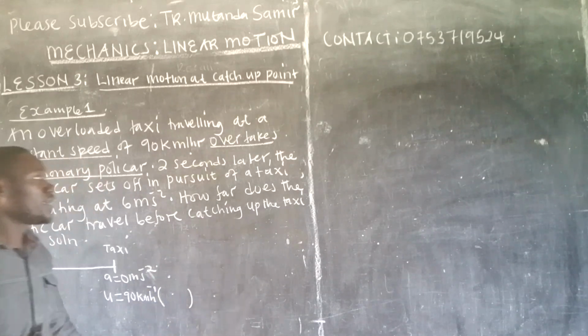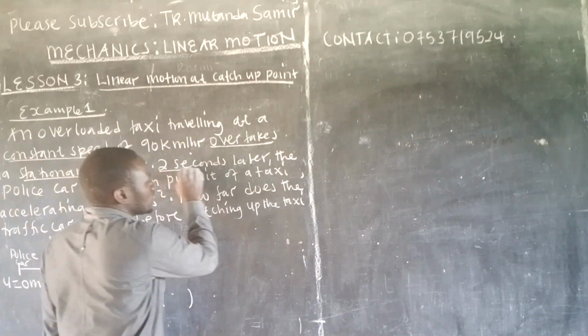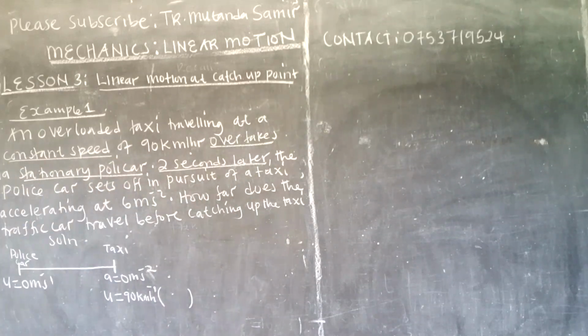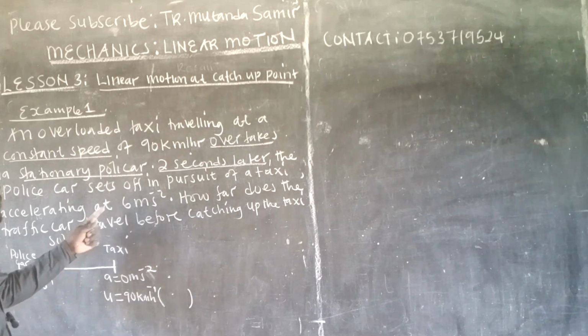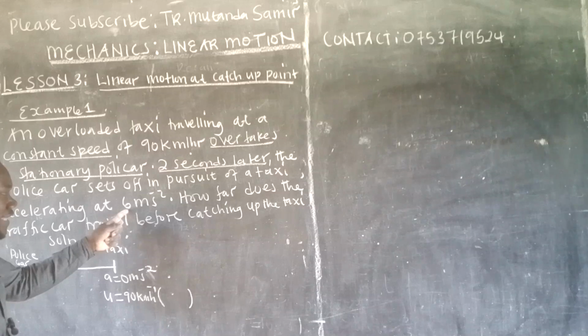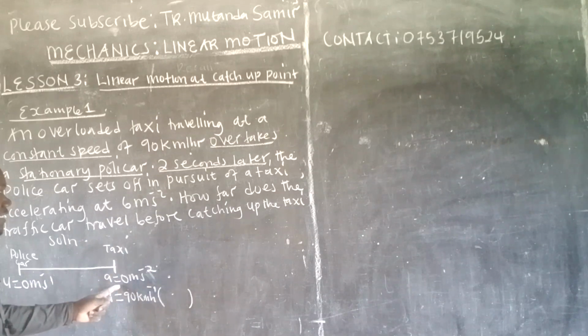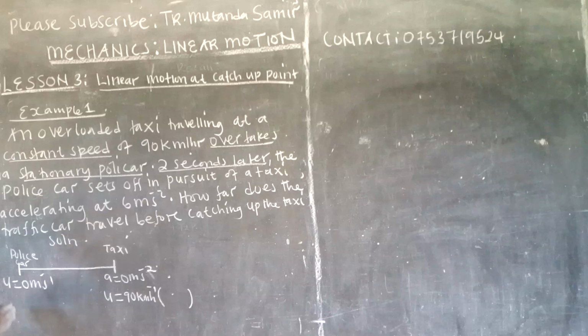Next, it says 2 seconds later, the police car sets off in pursuit of the taxi, accelerating at 6 meters per second squared. Pursuit means they are chasing at a high speed. Now, the police car which is chasing in pursuit is accelerating at this, because we already have the acceleration for the taxi. So the acceleration of the police car is 6 meters per second squared. All the information has been covered.